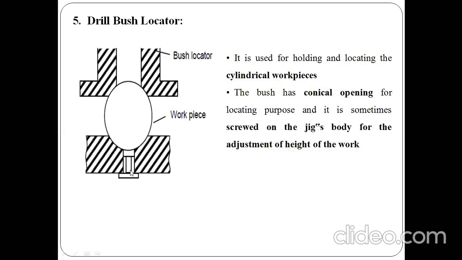The screw is also provided for adjusting the height of your workpiece. We can adjust the height of a workpiece with the help of the screw, and this drill bush locator is used to locate the cylindrical workpiece between two bushes. The bush has a conical opening for locating purposes, and it is sometimes screwed on the jig's body for adjustment of the height of the workpiece. This is your fifth type of locator, to locate a circular, cylindrical workpiece over the fixture.